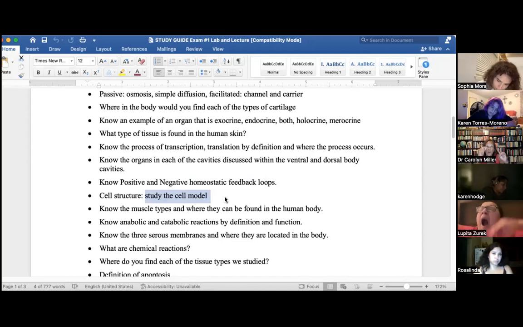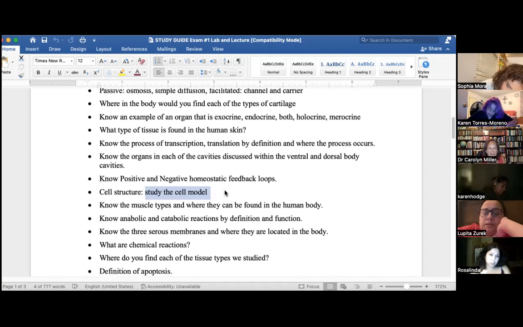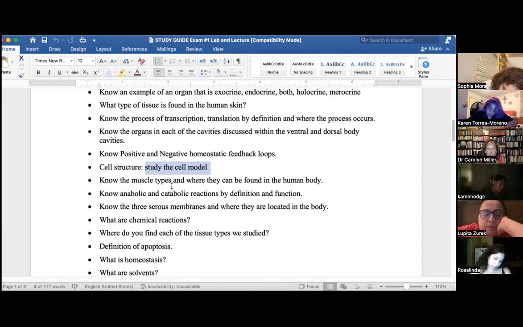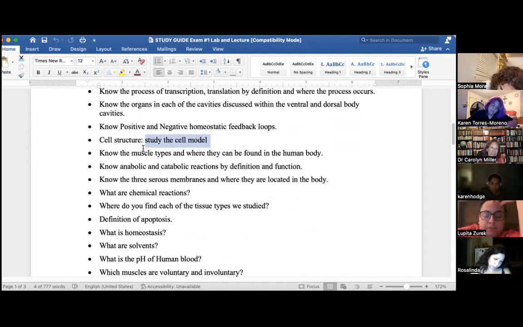You have the rough ER. It's rough because it's studded with ribosomes. It's typically right outside the nucleus. And then you have the Golgi apparatus, and those can make vesicles for transcytosis and other activities within the cell. So we'll go through the cell model. There will be a picture of the cell, name these organelles A, B, C, or D.